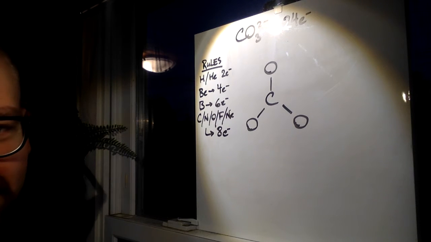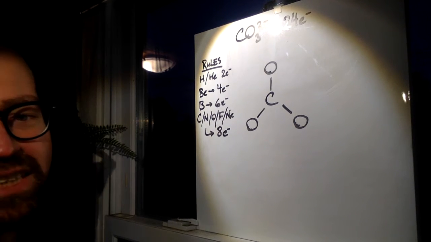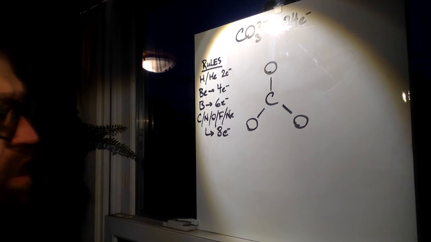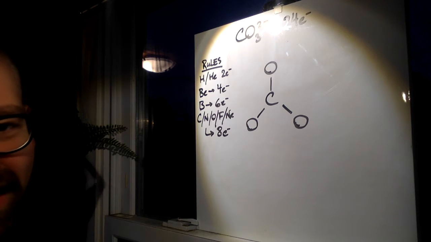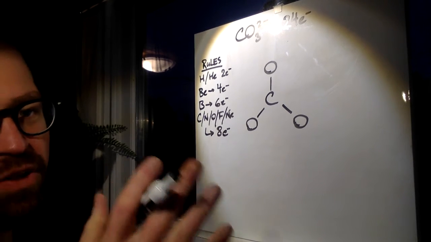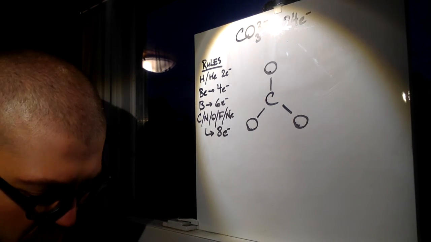Any other element can have an expanded octet because they have larger energy levels. And so they will typically have 8, but you can fit more electrons around it. So that's important to note.